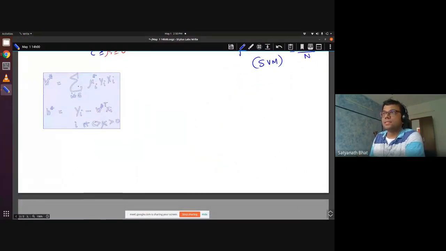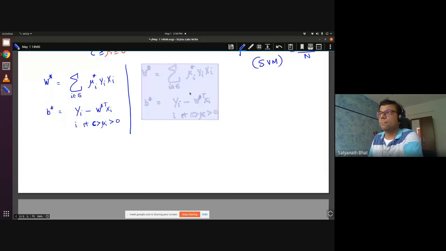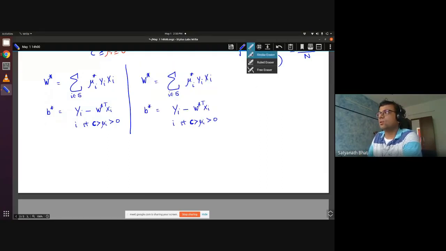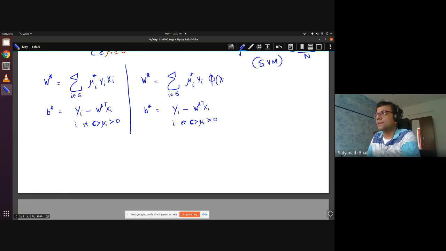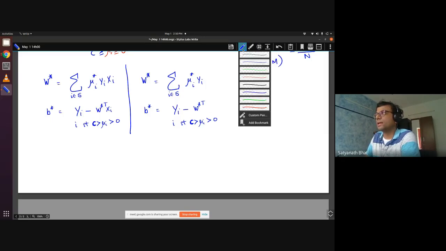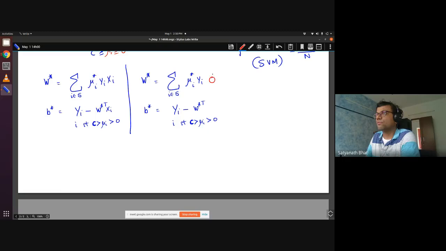So we had this, right? This is in the original space. In the modified space, what happens? We understand that this can no longer be used. This will be phi of xi, and this will be phi of xi. Maybe I should write it in a different color to highlight that. So this is what we had to change, right?